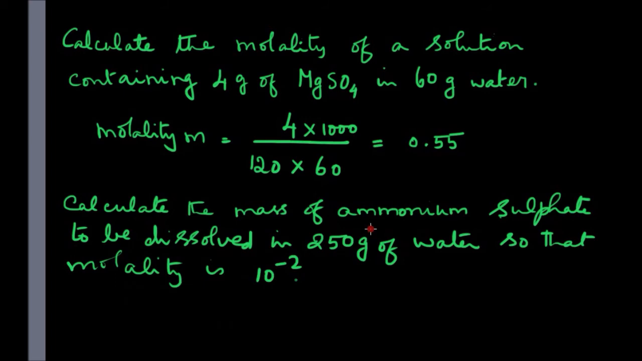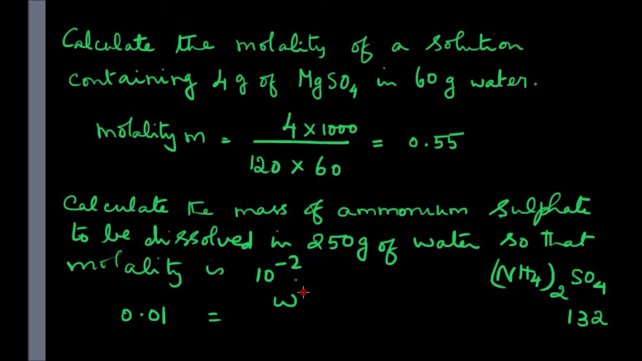So first thing, you have to write the formula of ammonium sulfate correctly using the valencies. So ammonium sulfate is (NH4)2SO4. If you get that right, that is the first thing to be done correctly. And then the molar mass is 132. Now what is given here? Molality is given, 10 to the power minus 2. That is 0.01. That is equal to w. That is what you have to find out.